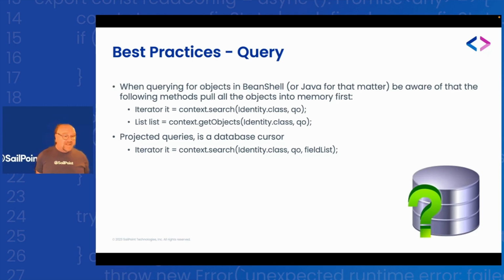There is a pattern as well when you're doing this. If I am bringing back a large number or an unknown number of objects, I would still use context.search with the field list and just bring back the ID. And then, while I'm in my loop, I would go and fetch the actual object using a getObject by ID and then process that.